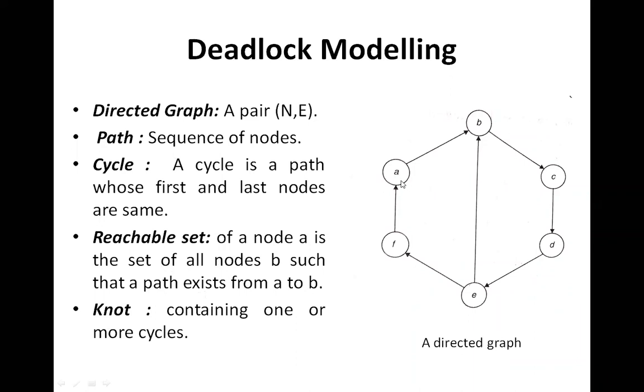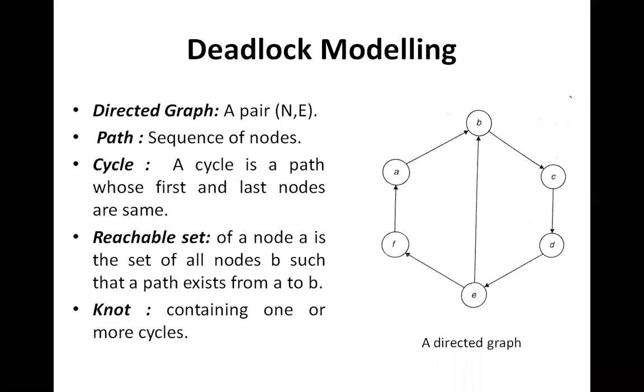If you are able to reach from A to D by this path, it means A, B, C, D are the reachable set. Then what is a knot? A knot is a kind of graph that contains one or more cycles. A knot is a non-empty set of nodes K such that the reachable set of each node in K is exactly the set K. So a knot always contains one or more cycles.